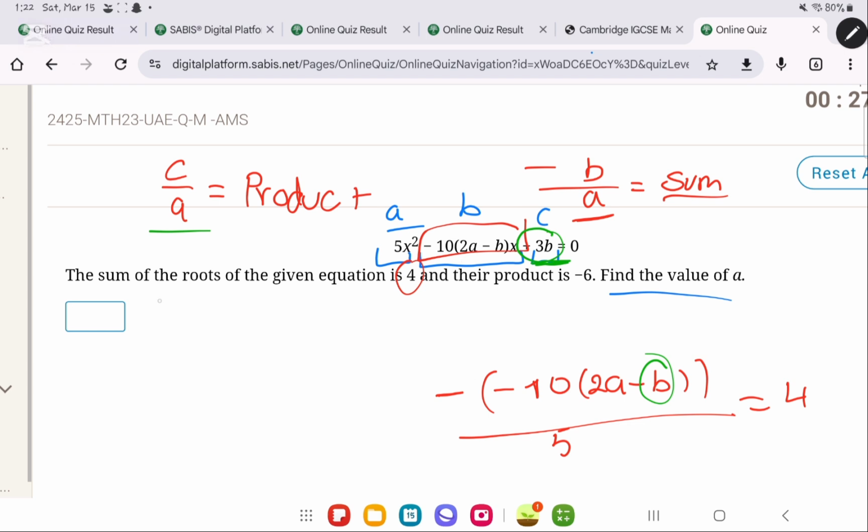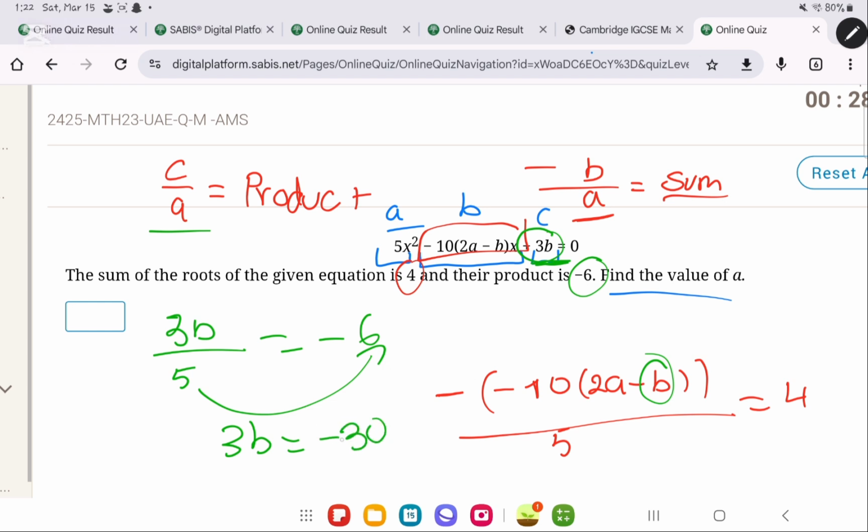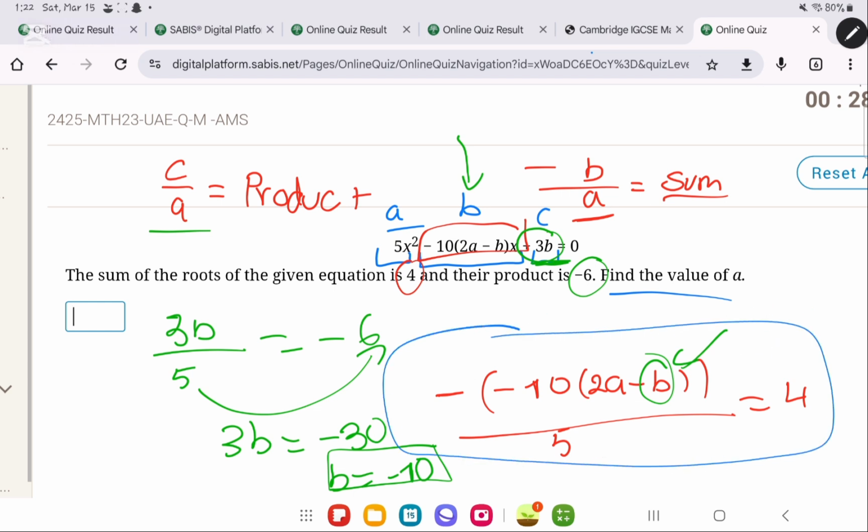The value of c, which is 3b, over a, which is 5, is equal to the product, which is minus 6. We're going to do cross multiplication, and we get that 3b is equal to minus 30. That means b is equal to minus 10. Just like that, we found the value of b, not this b, the value of this b over here. Okay, so now let us rewrite this whole equation since we found b.